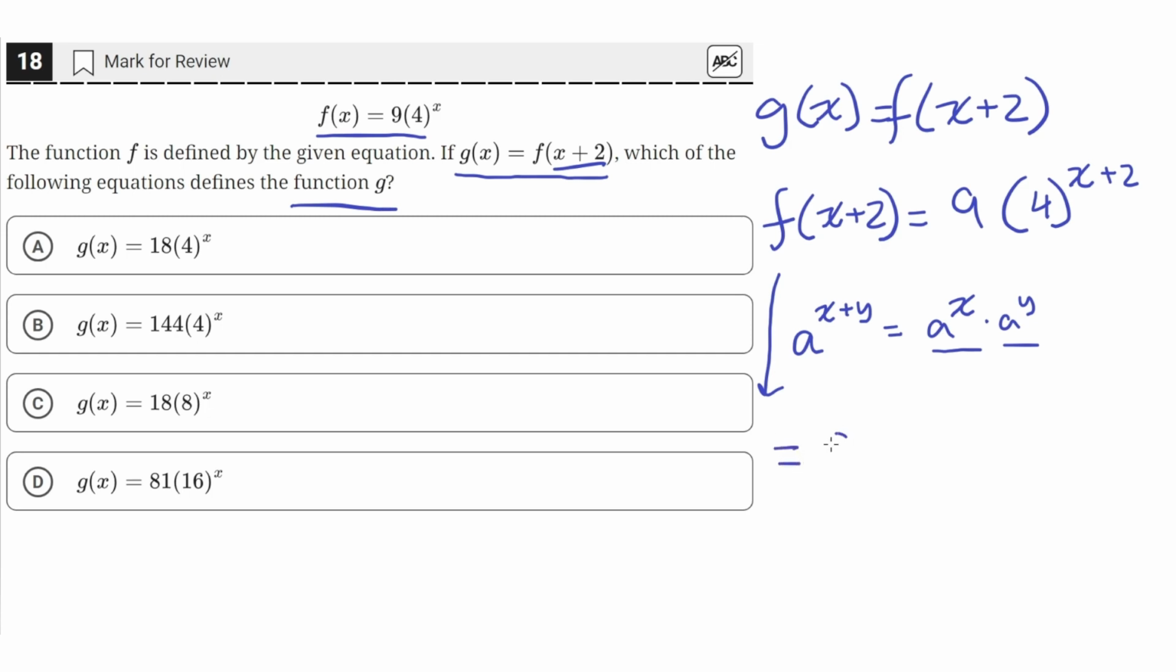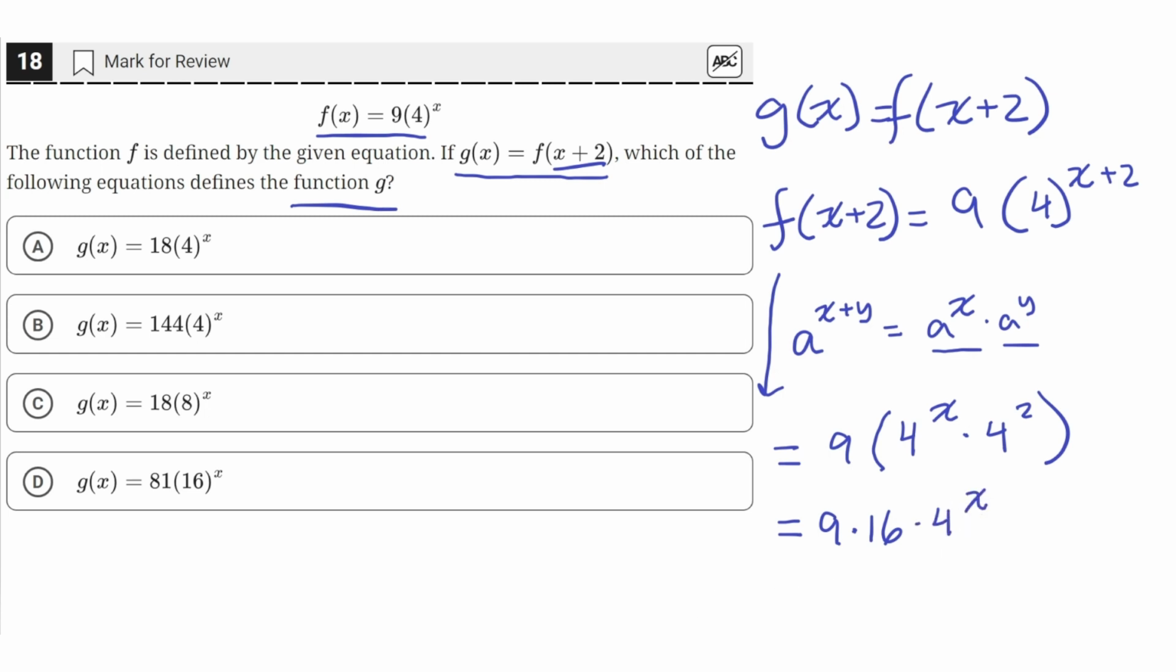So we'll just split the 9 times 4 into two different terms. So 4 raised to the x times 4 raised to the 2. But it would still be multiplying with 9, since we're raising the 4 to this power, not the 9. So then we can just simplify this 4 squared. So it'll be 9 times 4 squared, which is 16, times 4 raised to the x.